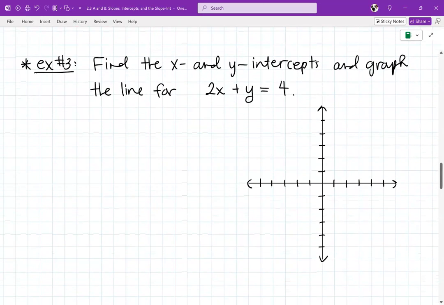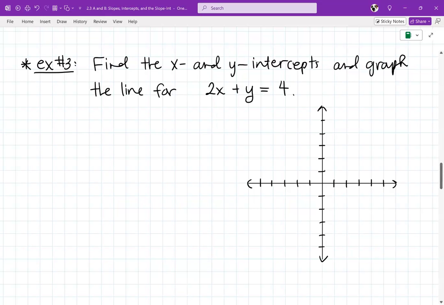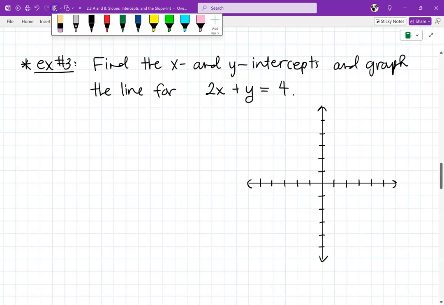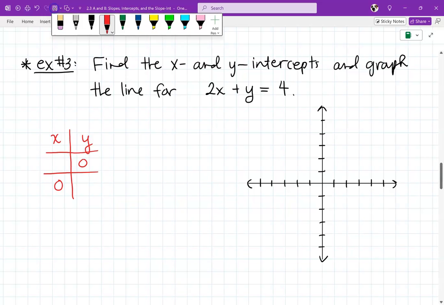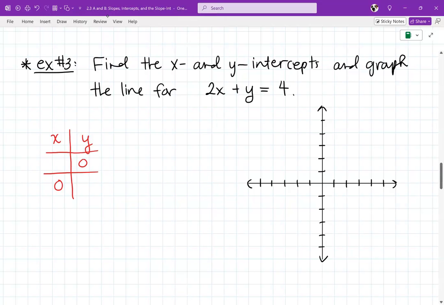So right here it says find the x and y intercepts and then graph the line of 2x plus y equals 4. So again, this is the end of part A. So find the x and y intercepts and graph the line for 2x plus y equals 4. So I'm going to make a t-table. I'm going to put my zeros right there. All right, and the graph I already had set up, so that's fine.